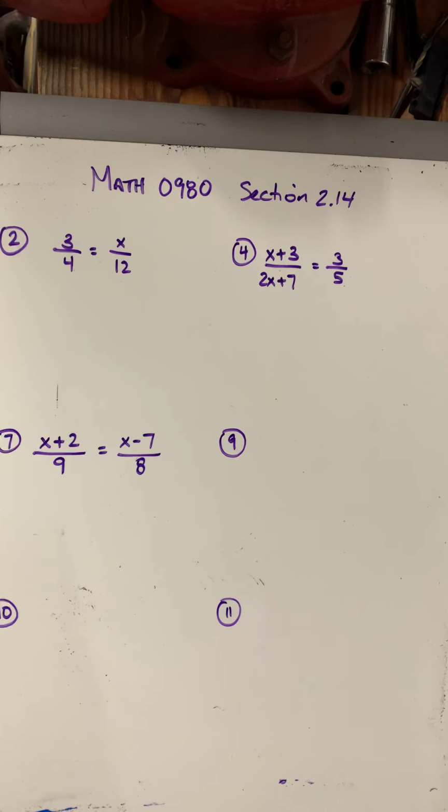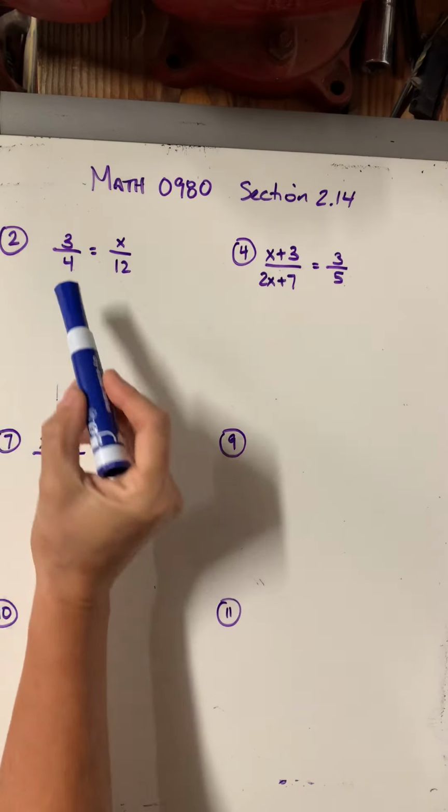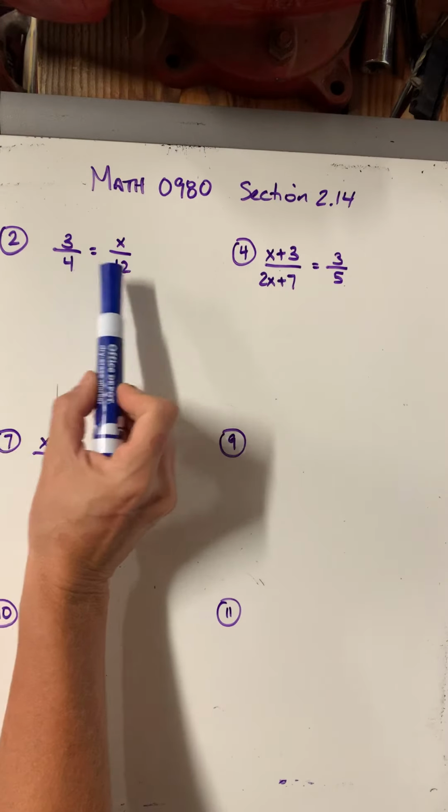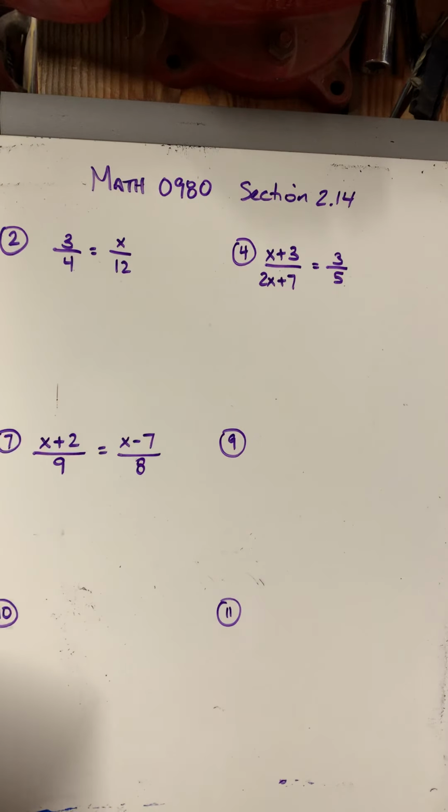So what is a proportion? It is a statement that two ratios, or rates, are equal. So that these two ratios are equal. That's a proportion. And how do we solve them?